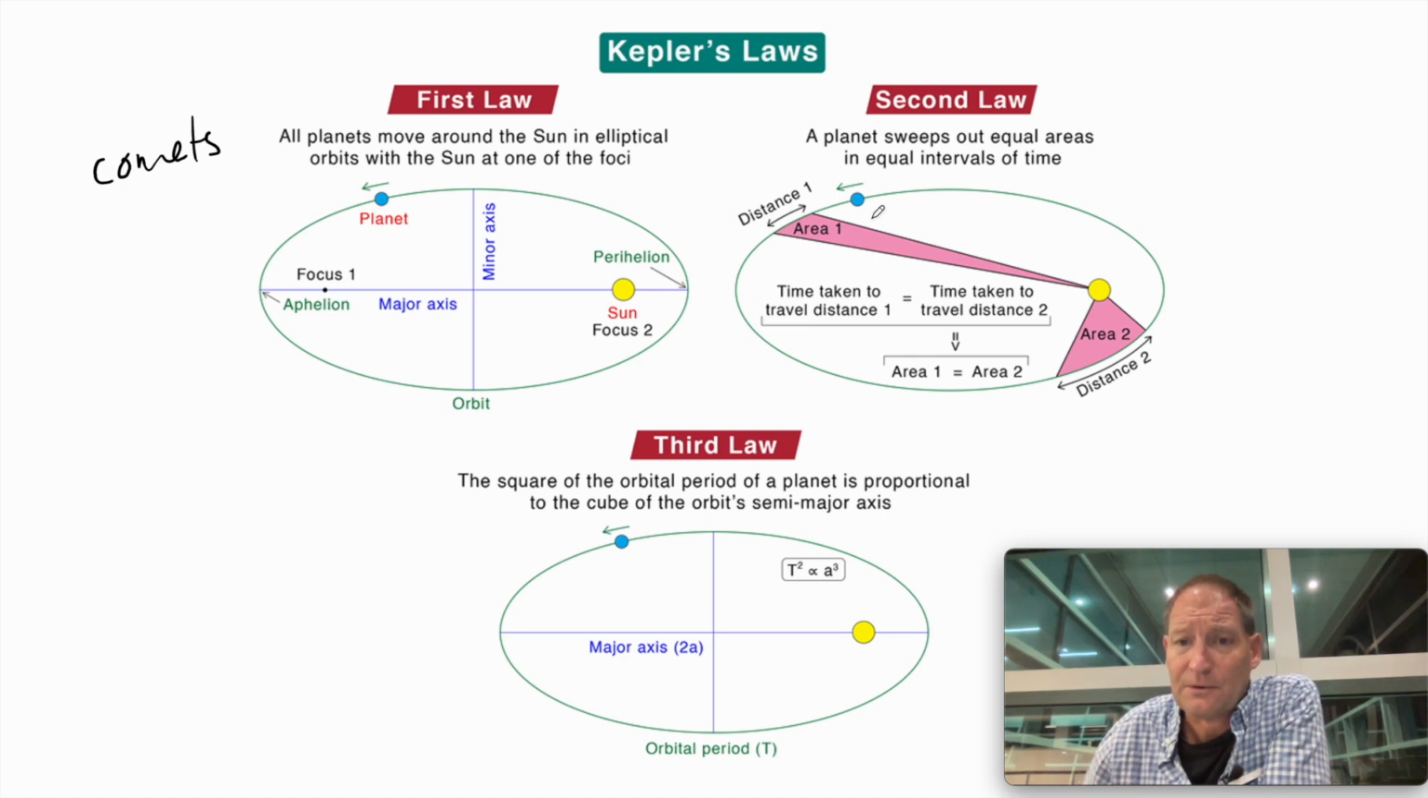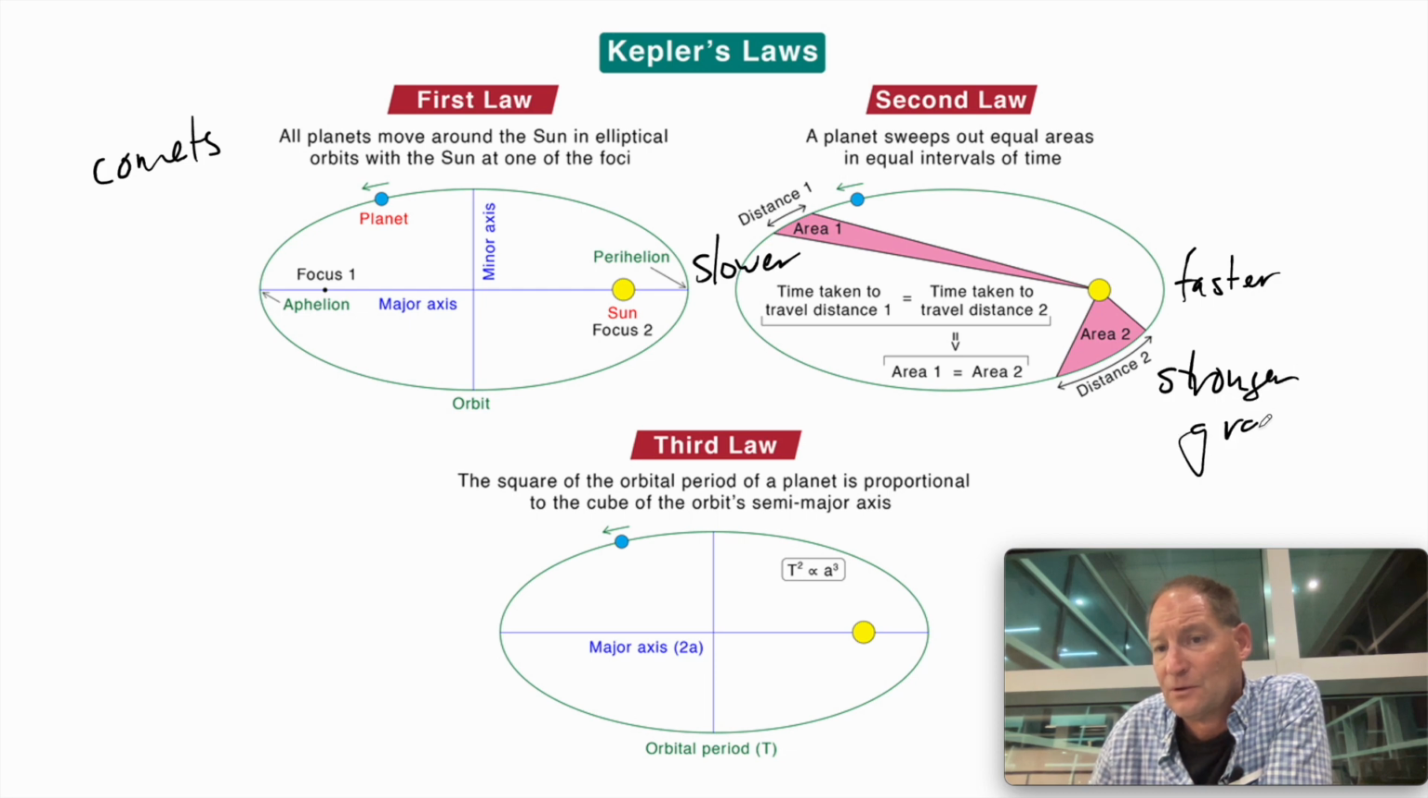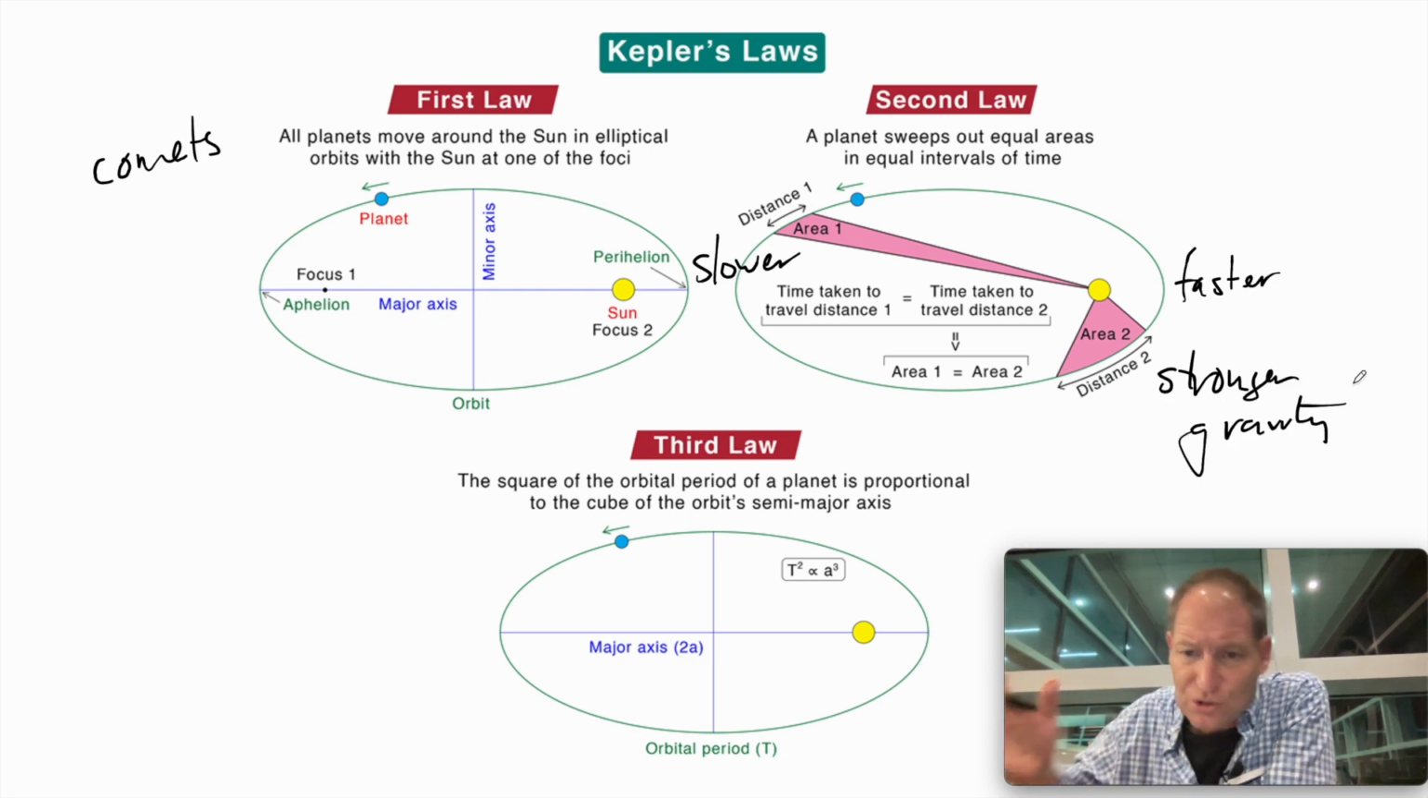The second law involves the speed changes. Essentially, the planets go slower the further away from the Sun they are, and faster here. And so they go faster as they're close to the Sun, and this is because it's got stronger gravity, so it shoots around and then slows down as it gets further out.